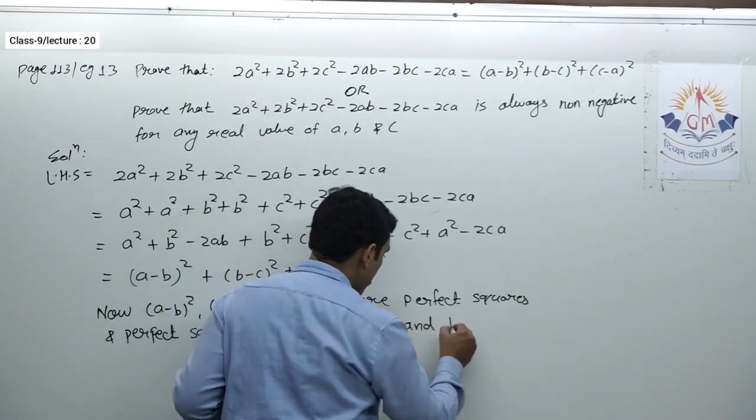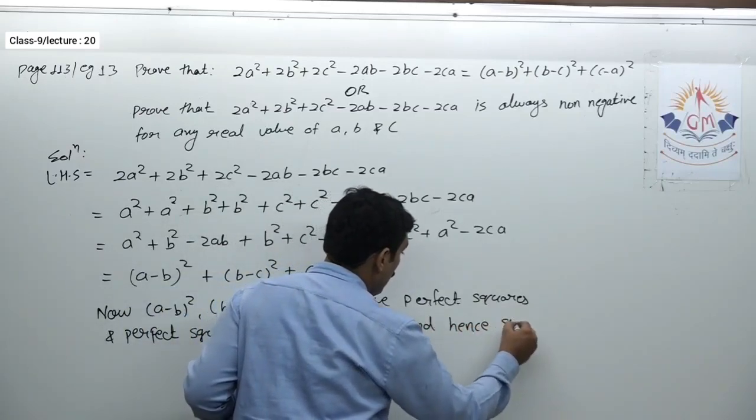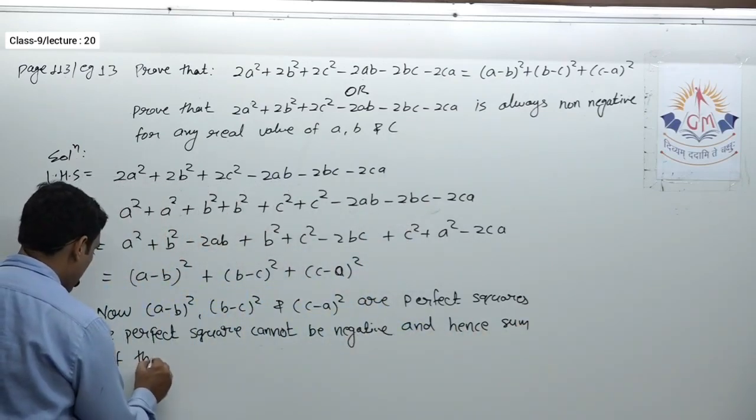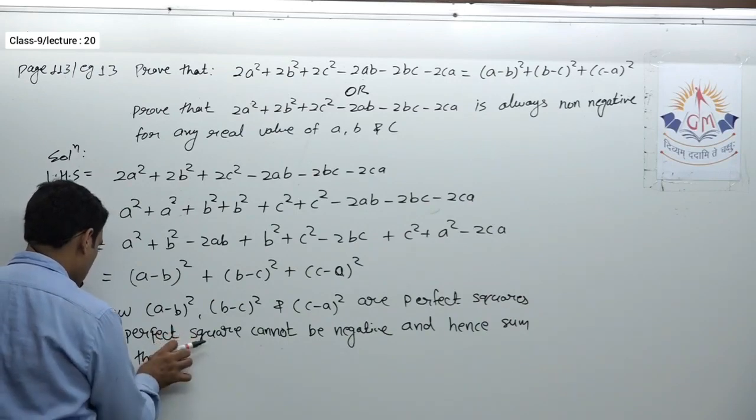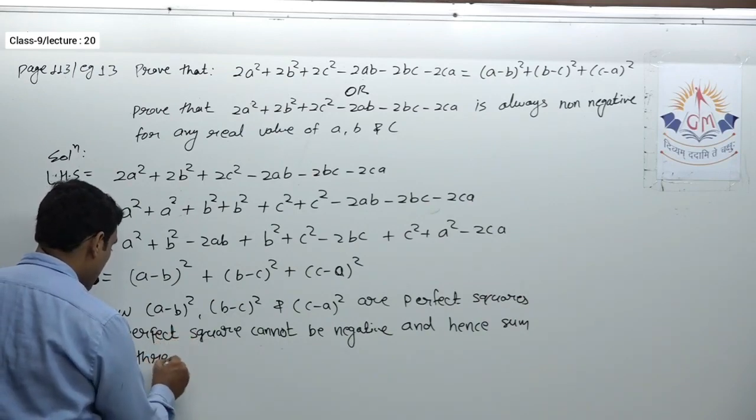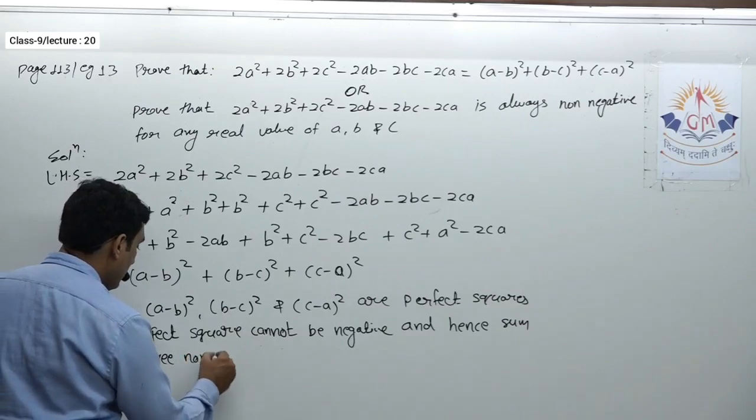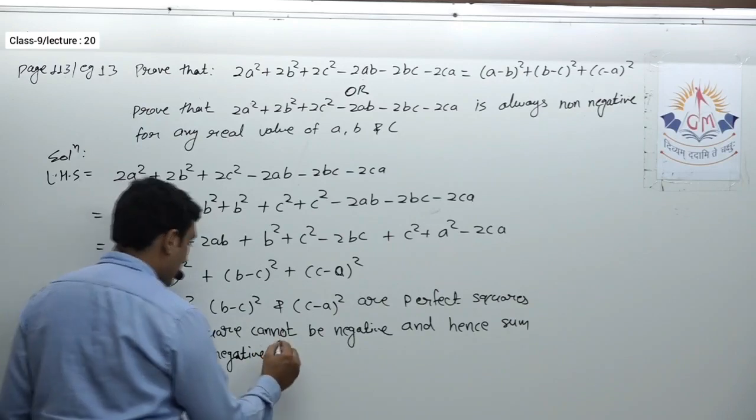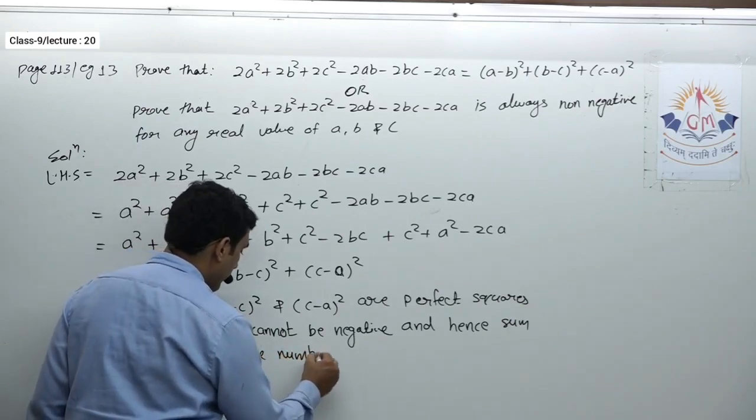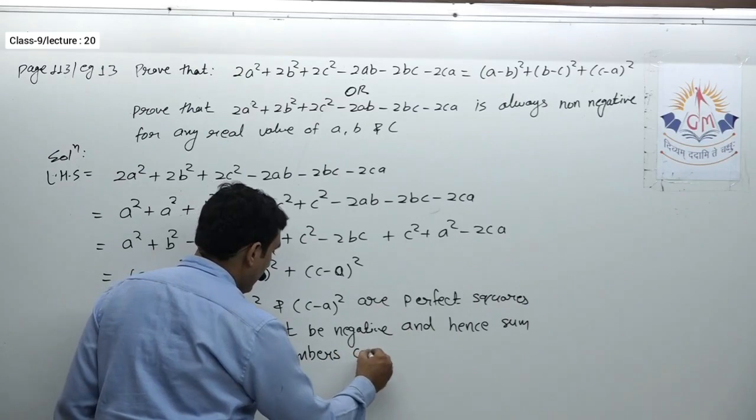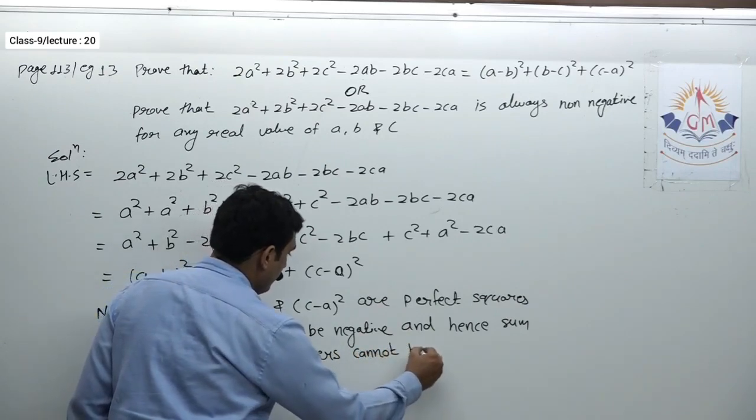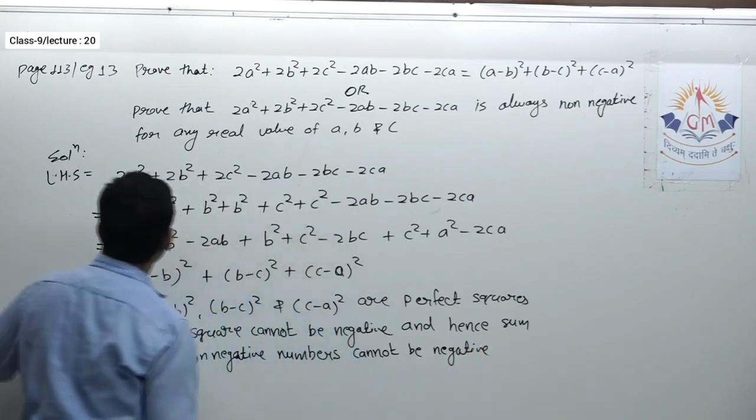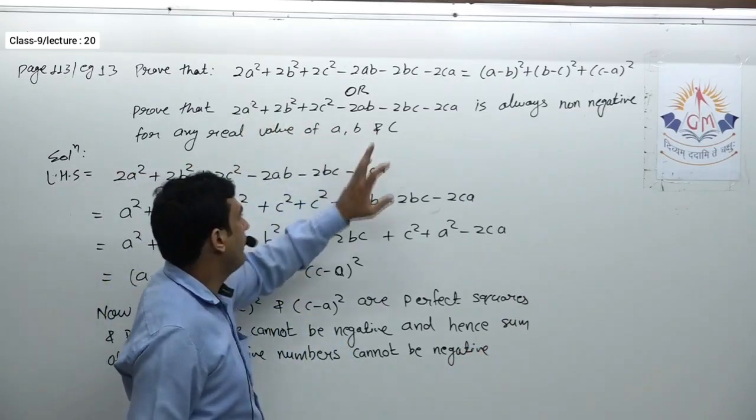And hence the sum of three non-negative numbers cannot be negative. Therefore we conclude that this is always non-negative.